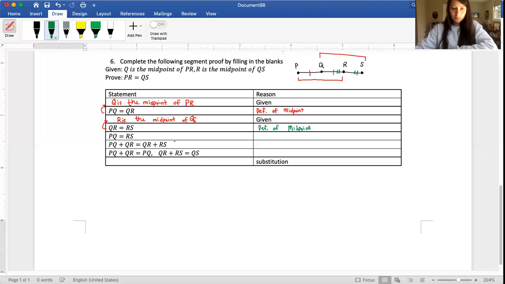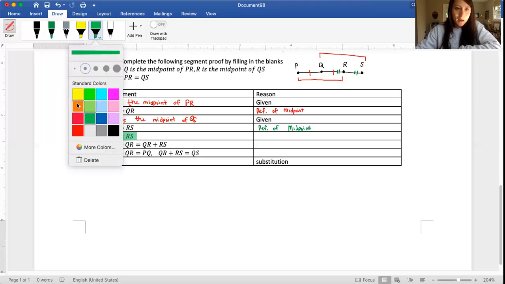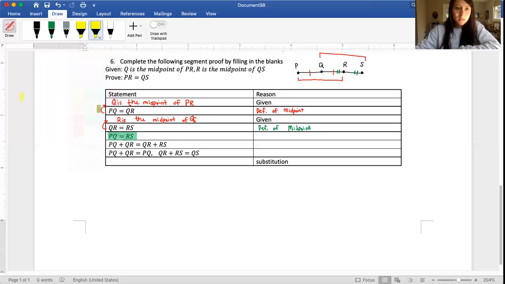Okay. PQ equals RS. Where did this come from? So this is a new statement. Let me highlight this. Where did this statement come from? So whenever I'm looking at this, I need to think through what statements have been said earlier. So I've got a statement here, got a statement here. How can I relate these two yellow statements to this green statement? So if I look at this, PQ is right here, RS is right here.